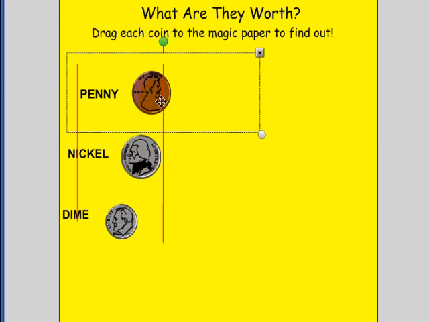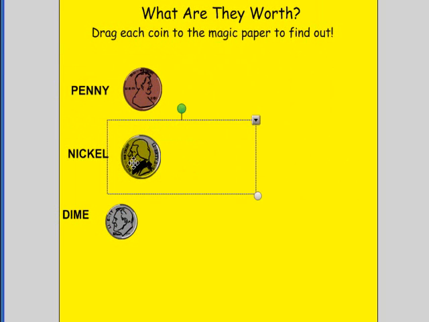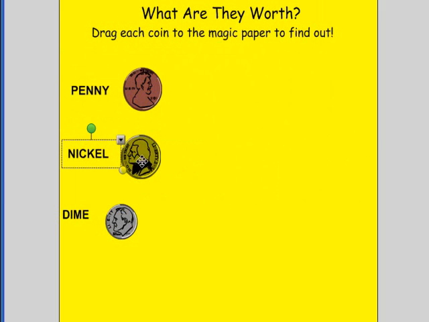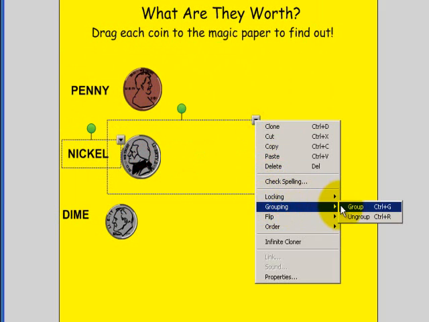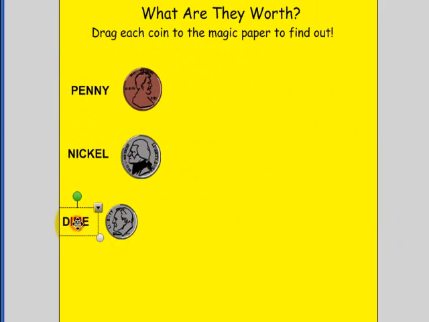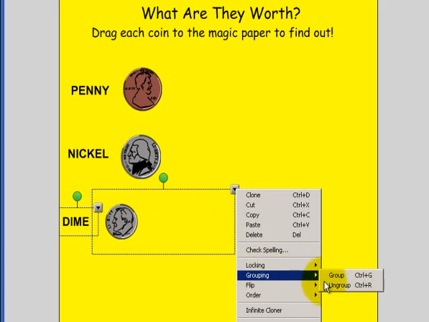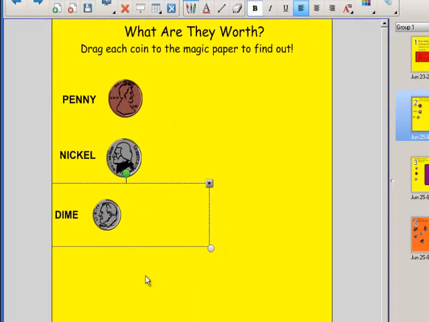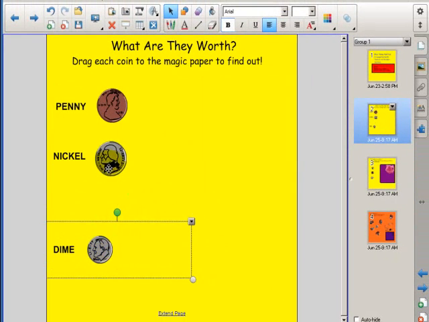Now that means wherever you move it, the two move together. Same thing with the nickel. Click on the word nickel, click on the nickel shape, and click on grouping and group it together. Let's do the same thing with the dime. Click on the word dime, click on the actual dime itself, click on the down arrow, and we are going to group those together. Now let's move that down.